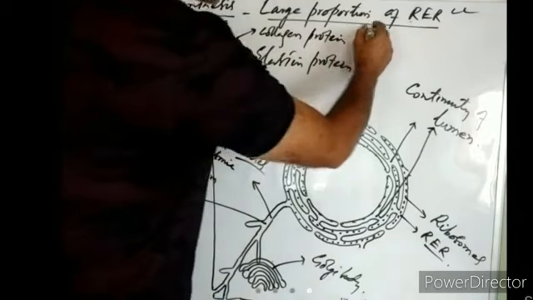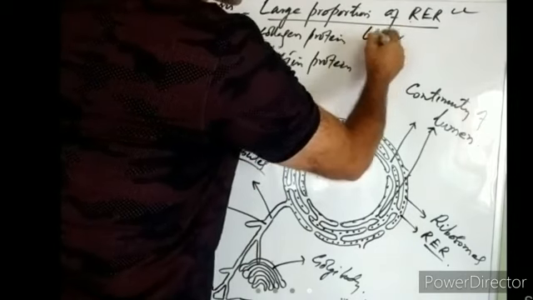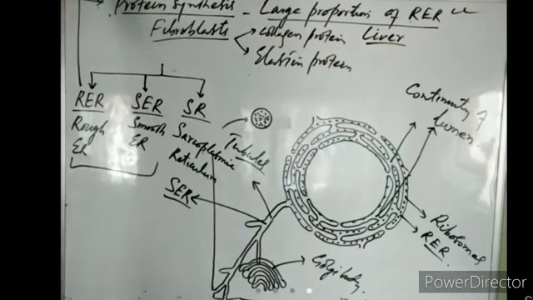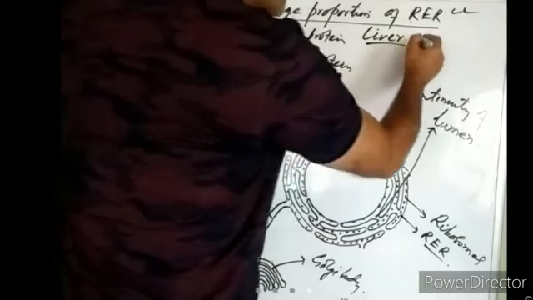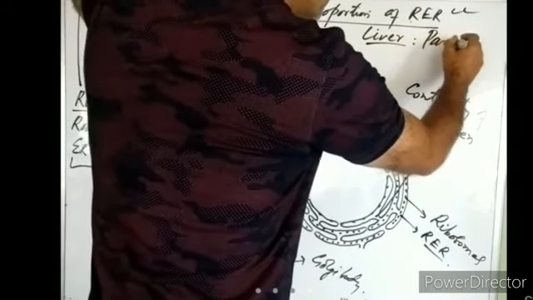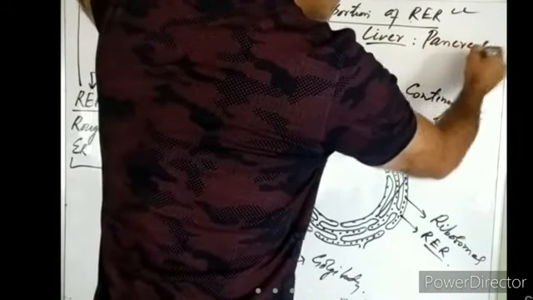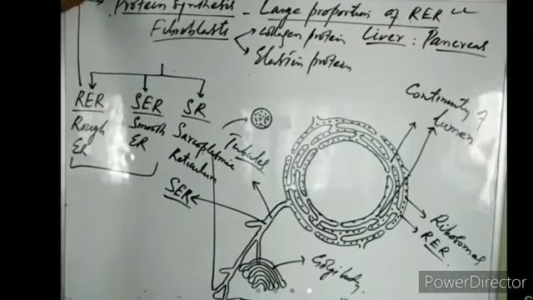Similarly, there are some cells in the liver which synthesize proteins. Those cells of the liver which synthesize proteins also have a larger proportion of rough endoplasmic reticulum. Similarly, we have cells of the pancreas, which actively produce enzymes. Enzymes are mostly formed from proteins. So cells of the pancreas, which are actively secreting enzymes, are also rich in rough endoplasmic reticulum.